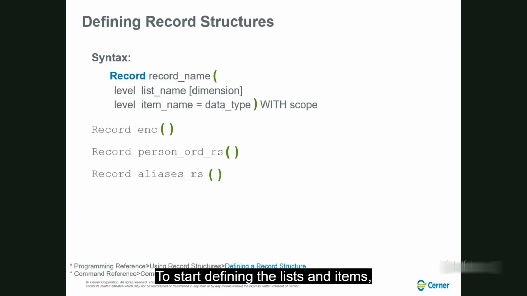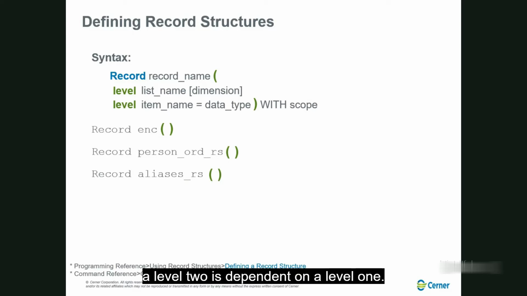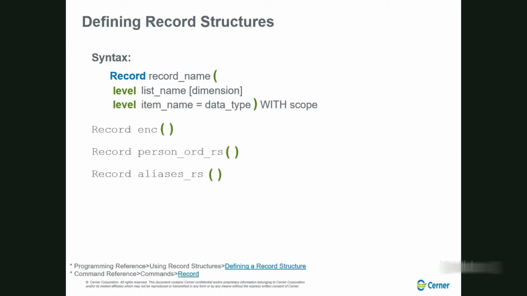To start defining the lists and items, the definition starts with a level. The level represents a hierarchy. A level 2 is dependent on a level 1. A level 3 is dependent on a level 2, and so on. The levels are used to create dependencies, such as creating a list of order information at level 2 that belongs to a person's specific encounter visit at level 1.